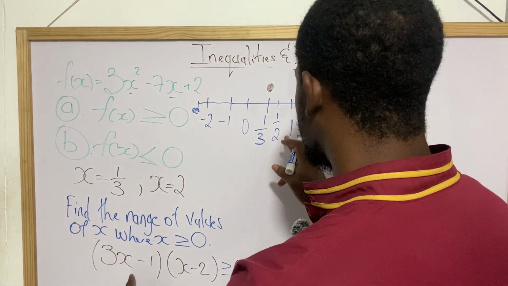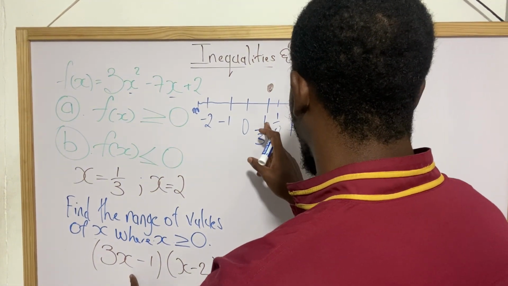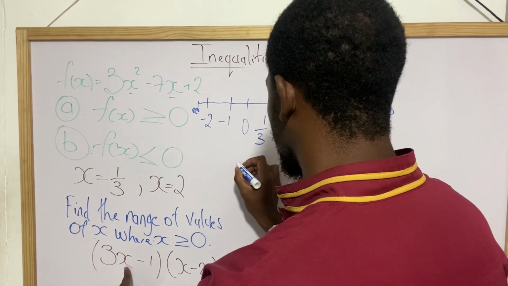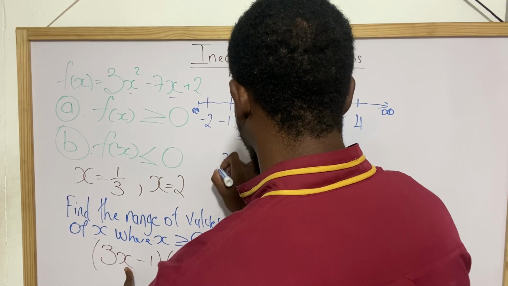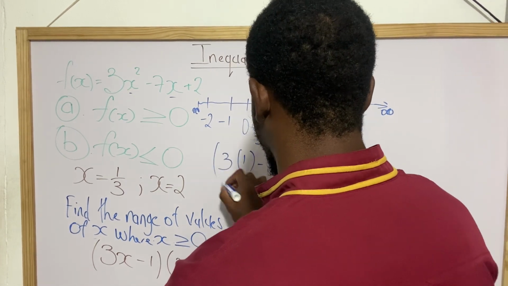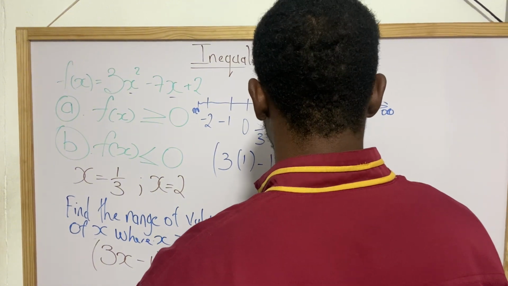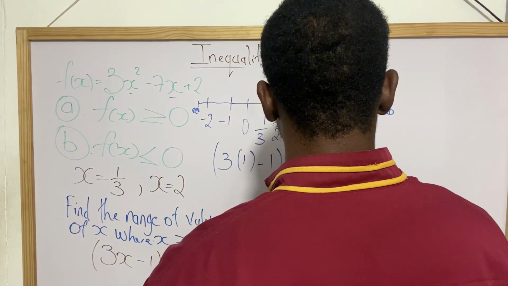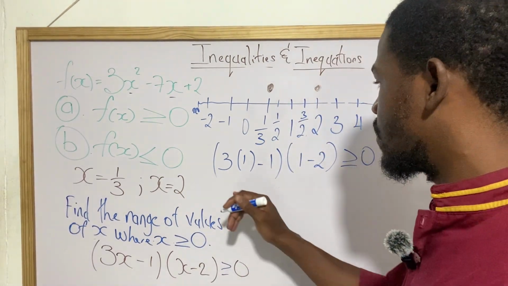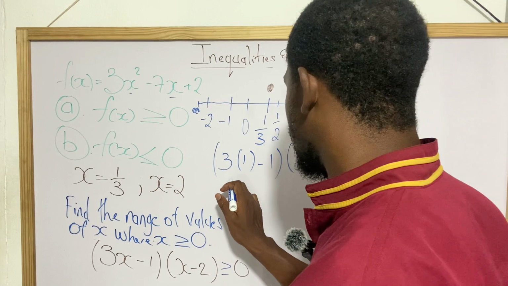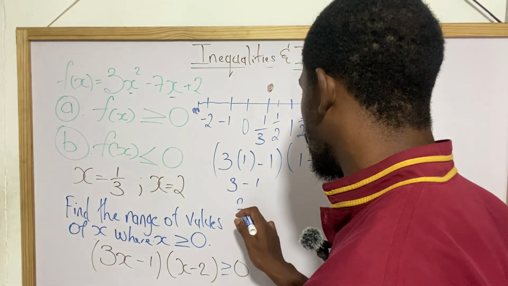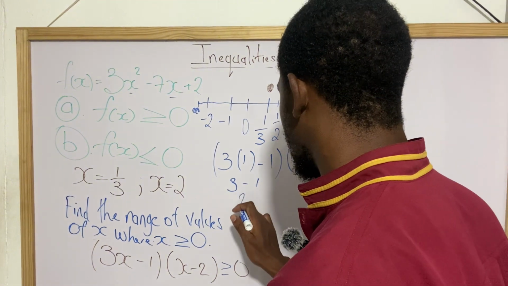So if I were to choose a number between a third and 2, let's say I'm going to choose 1. If x is 1, so let's write that out. If x was to be 1, bracket, we have 1 minus 2. Will it be greater than or equal to 0? We're going to check that. So 3 times 1 is going to give me 3, and 3 minus 1 is going to give me 2. This is going to be 2.